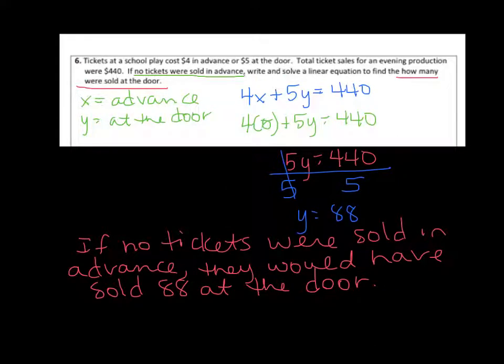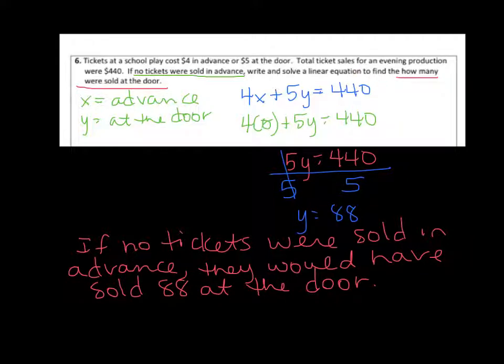Okay, so if you look at this problem, we were comparing tickets that were sold in advance to tickets that were sold at the door. So that's how I knew how to use standard form. So I went ahead and assigned my x value as tickets sold in advance, and my y was going to be the tickets that were sold at the door. So it was $4 in advance, so that's where I got my 4x, plus $5 at the door, so that's where the 5y came from. And it said that total ticket sales were $440, so that's why it equaled 440.